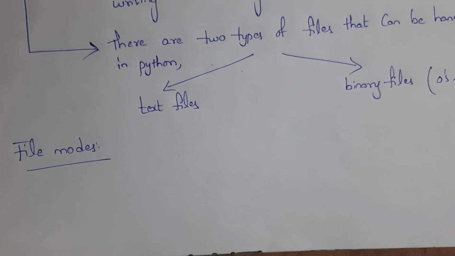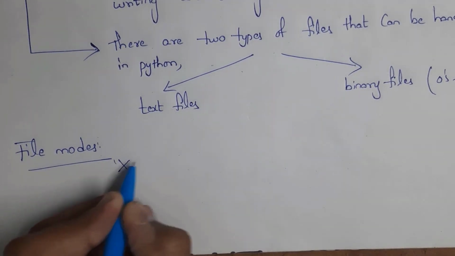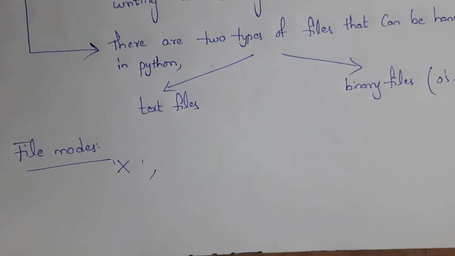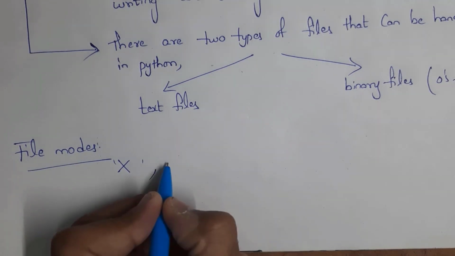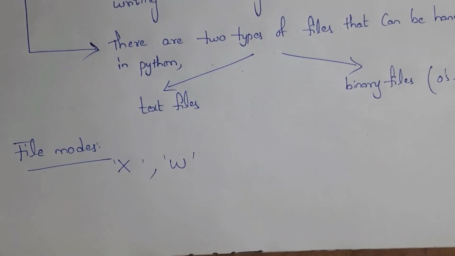Next, I will explain Python file modes. If you want to create a new file, then you need to use X mode. By using X mode, we can create a new file. If the file is already present in my system, then it will display an error. Next, I will explain what is the use of W mode. W stands for write. If you want to add any text into your file, then you need to use write mode.